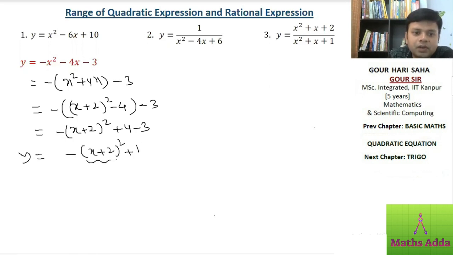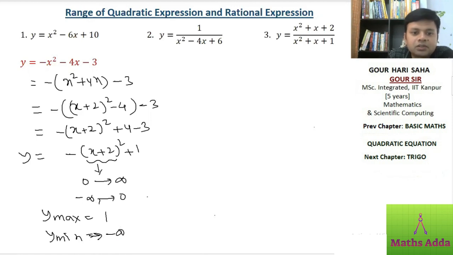Now perfect square, what is its value? It is from 0 to infinity, right? But there is a minus sign, so it becomes from minus infinity to 0, right? So 0 is its maximum value. So what is y max here? y max is when this is 0. So it is 0 plus 1, 1. What is y min? y minimum is when it is minus infinity. So it will be reaching towards minus infinity. So what will be range? Range will be from minus infinity to 1. This is your range, right? Now we will be doing the same question using graphical method.